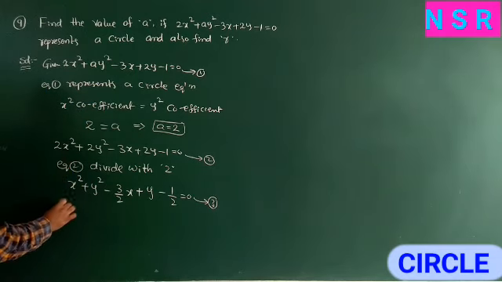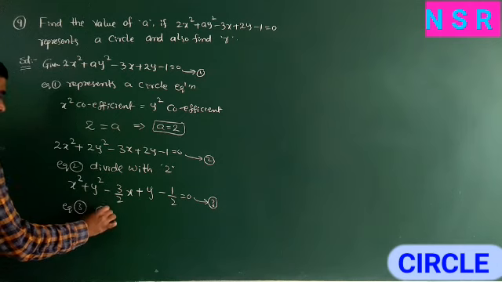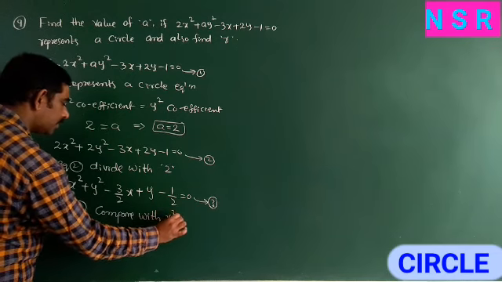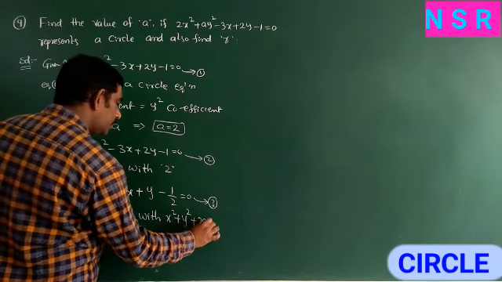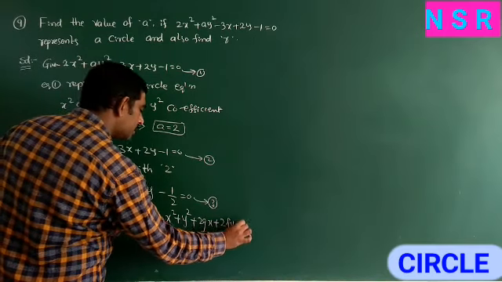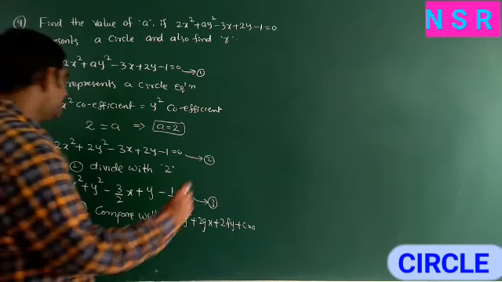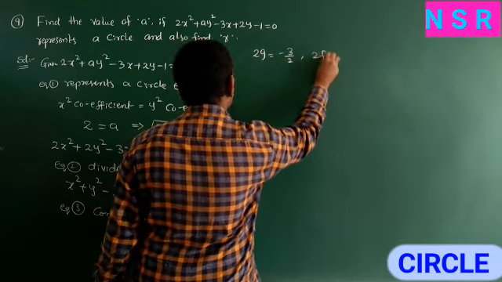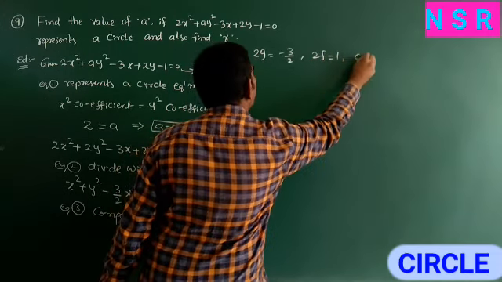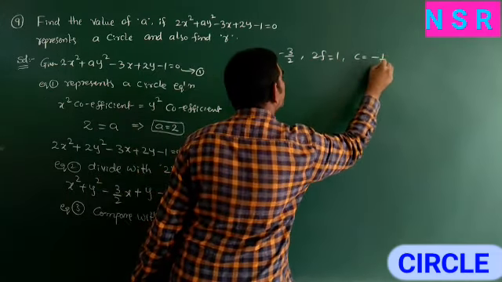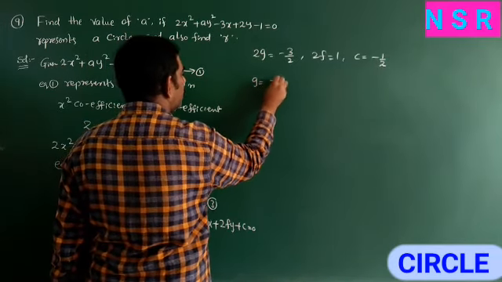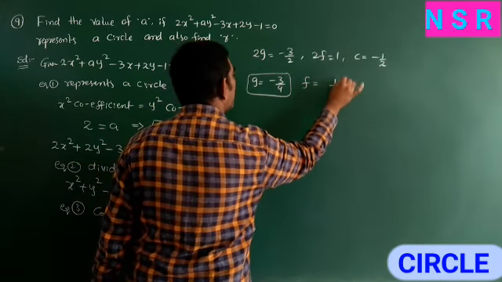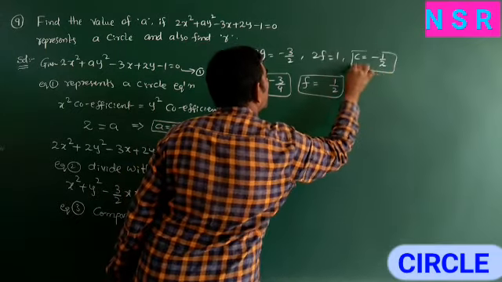So this is equation number 3. Equation 3 compare with x square plus y square plus 2gx plus 2fy plus c equal to 0. Now 2g is equal to minus 3 by 2, 2f equal to 1 and c equal to minus 1 by 2. Now g is equal to minus 3 by 4 and f equal to 1 by 2, and this is c value.